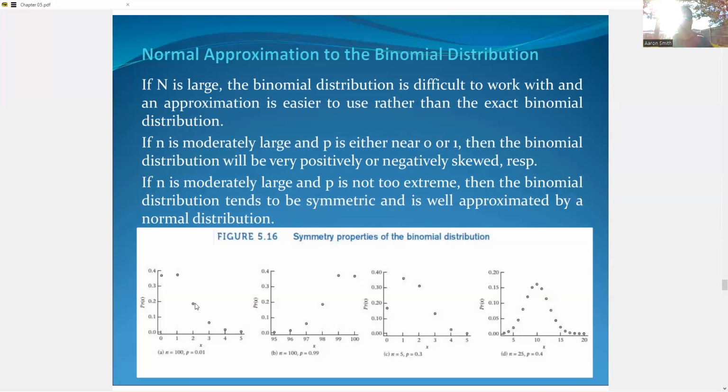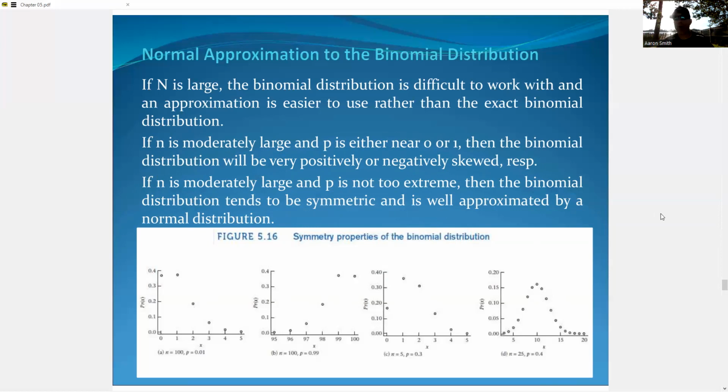So here we can see this curve looks a lot like the normal curve. It's not the normal curve, but it looks close to it. These here, these three, are not close to the normal distribution.